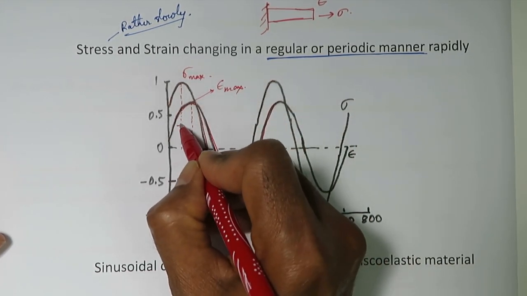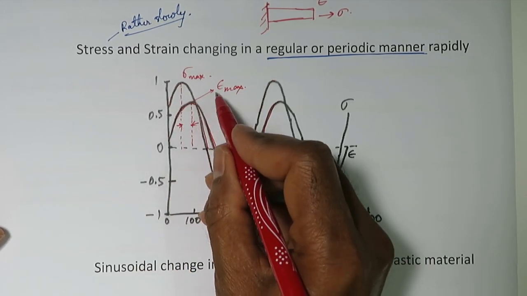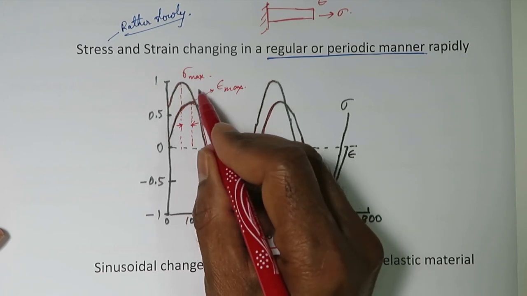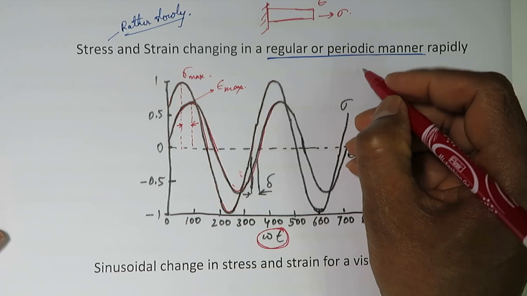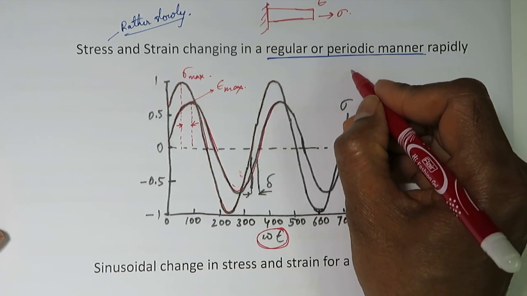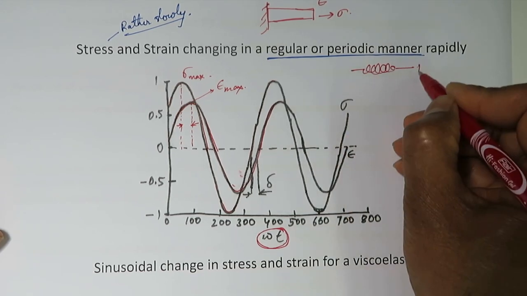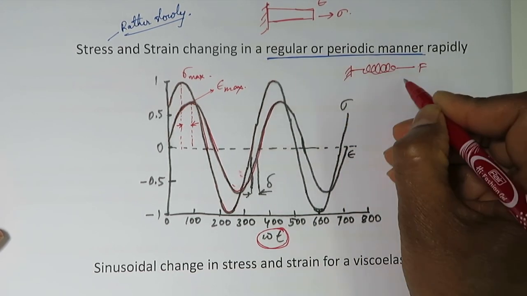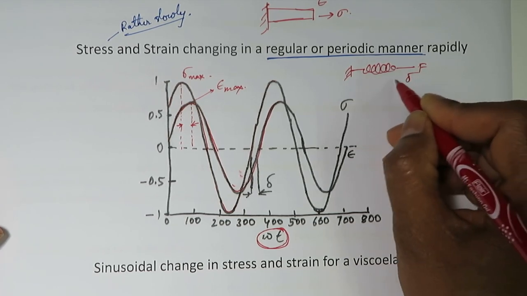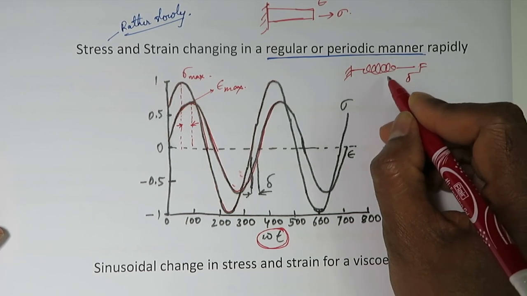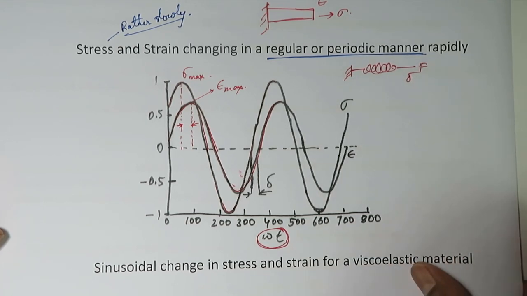So there is a time lag between the stress and strain. The strain is not following exactly the way the stress is following. In a normal Hookean solid, for example, let's say a spring, if we apply force, then as soon as we apply force, there will be a displacement. There will be no time lag. So here, it is a purely elastic response, and there is no time lag.